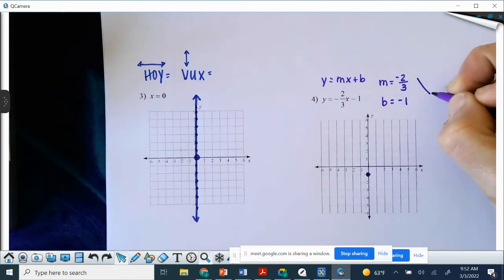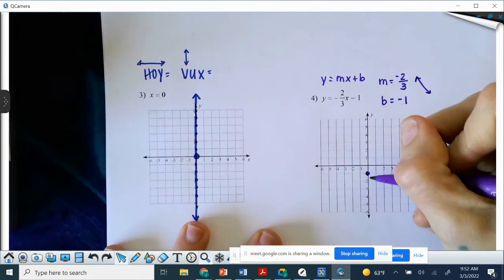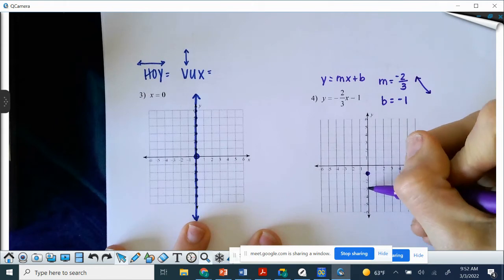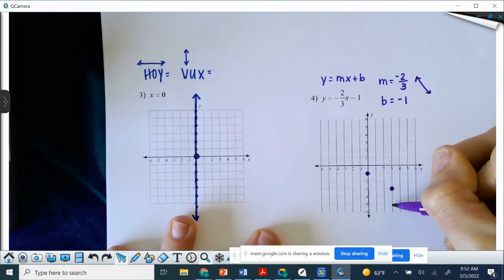So we know our line is going to be this shaped. So going down to the right. So reading from left to right, it's going down. And so from -1, we're going to go down 2 to the right 3. So it's -2 to the right 3. -2 to the right 3.